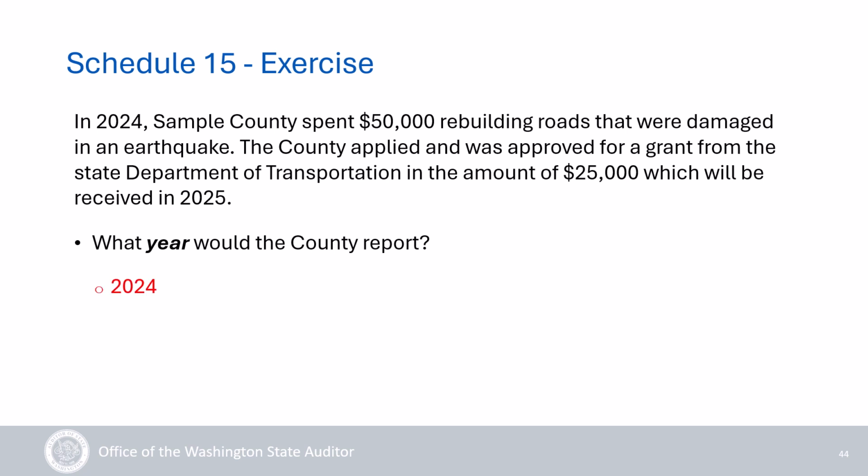They would report a Schedule 15 in their 2024 annual report, because remember, that is the year the expenditures were recognized. Remember, the Schedule 15 should be submitted in the year the expenses were recognized. Then the last question, what amount would be reported on the Schedule 15? The answer is $25,000, because it would only be the amount that is or will be covered by the state grant.